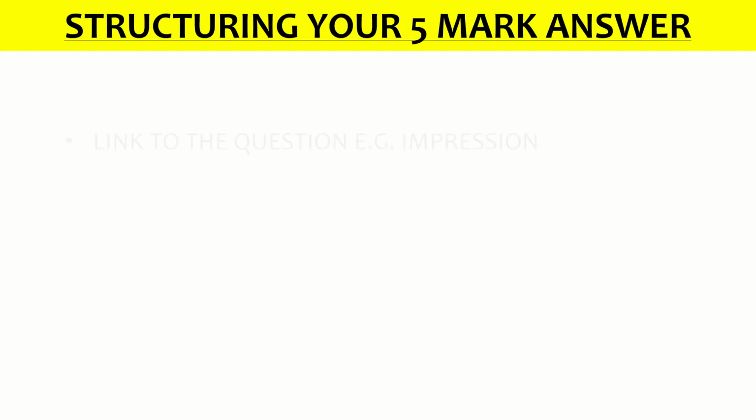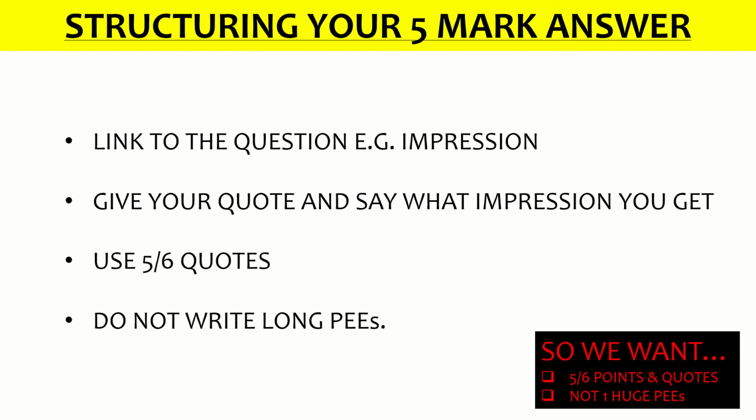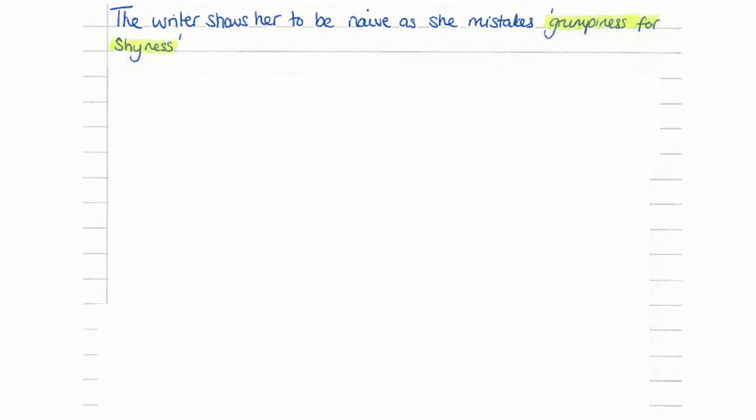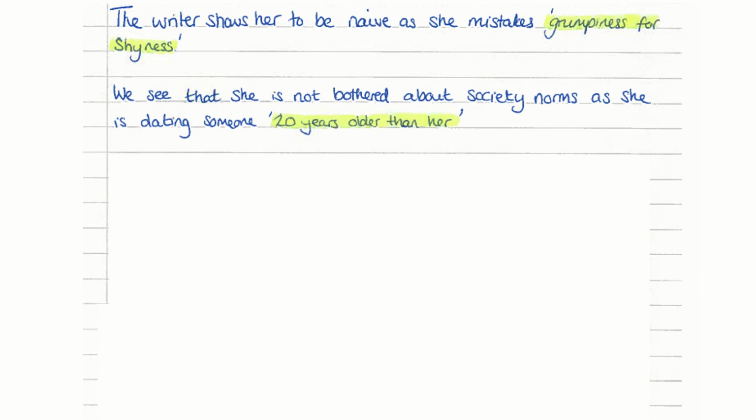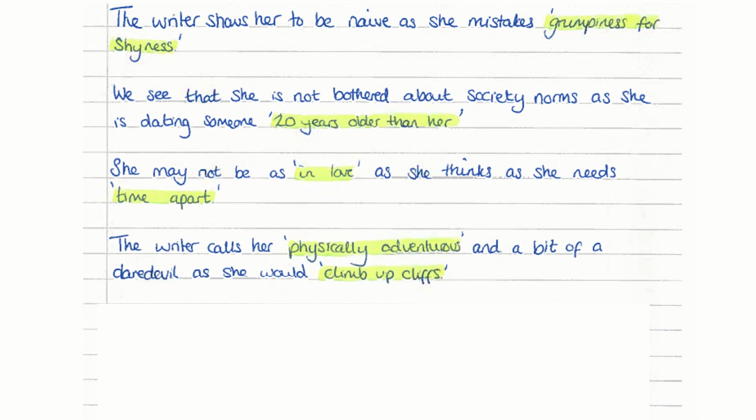So for this question, say what impression you get, give a quote, and that's it really. Try and do 4 or 5 as opposed to 1 big one. Remember, if you did 1 big quote, 1 mark. If you do 4 or 5 quotes, 4 or 5 marks. Here are the ones I've put: she shows she's naive as she mistakes his grumpiness for shyness. She seems not bothered about what is normal really, because she goes out with a guy who's 20 years older than her. I put she may not be in love as she thinks she needs time apart, but you could also put she's independent and she needs time apart. The writer calls her physically adventurous and a bit of a daredevil, so she would climb up cliffs.